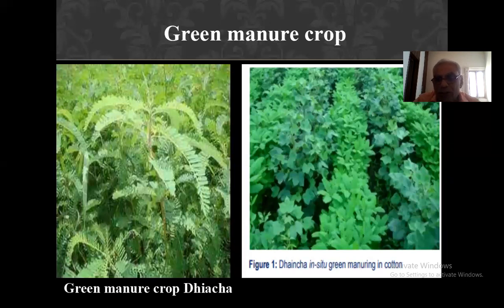And in cotton, they have done green manuring. Here is a cotton crop, and in between the cotton, as an intercrop, they grow the dhencha. When it attains a height of 2 feet, 3 feet, after 50 days, it is incorporated into the soil with plows or tractors. Then it is converted into organic matter. So the cotton crop is benefited and we require lesser nitrogenous fertilizers. So we can save the nitrogen.